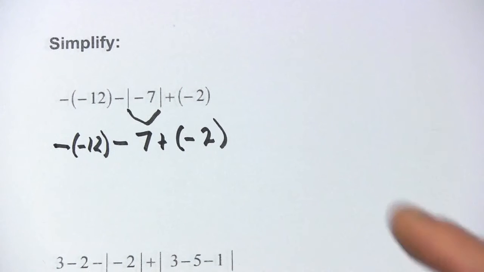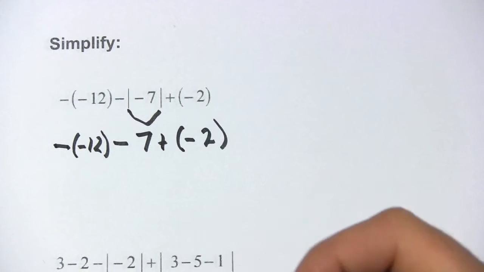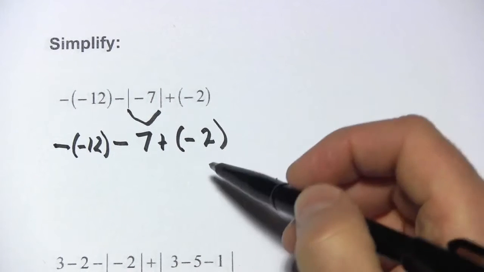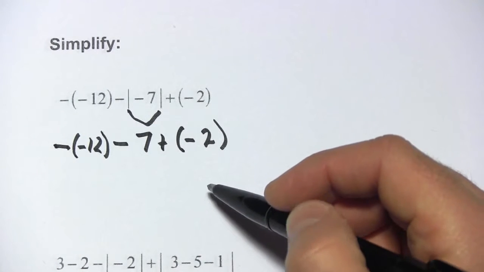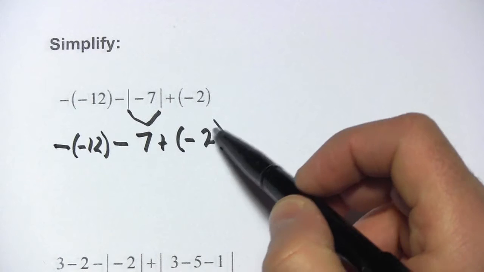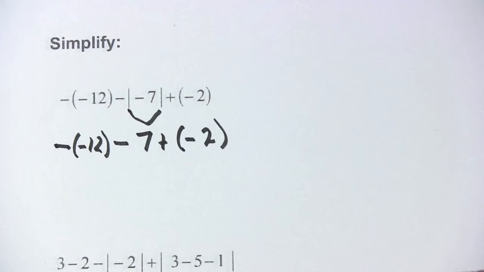Okay. Next step is to look at if there's any calculations to be done inside the parentheses. Sometimes you'll have multiple numbers inside the parentheses or nested sets of parentheses. In this case, we just have a -2. Can't really do much with that. We have a -12. Can't really do much with that. So there's nothing to change inside the parentheses.